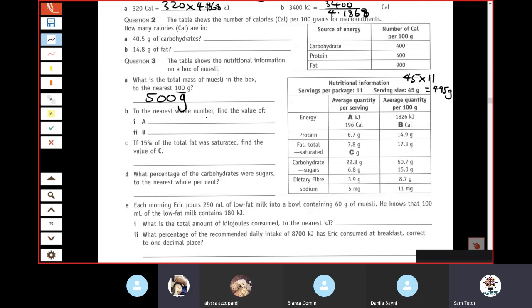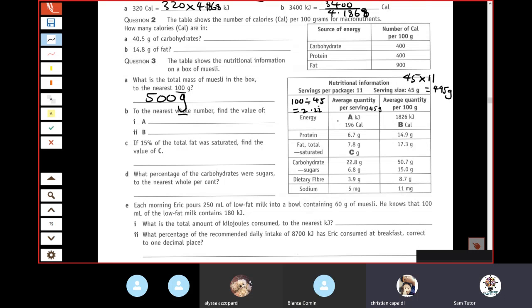All right, to the nearest whole number, find the value of A. Okay, now you know per 100 grams, it's 1826. But per serving, and each serving is 45 grams, so I've got to work out how many times 45 goes into 100. The best way to do that is just do 100 divided by 45. Yeah, 2.22.